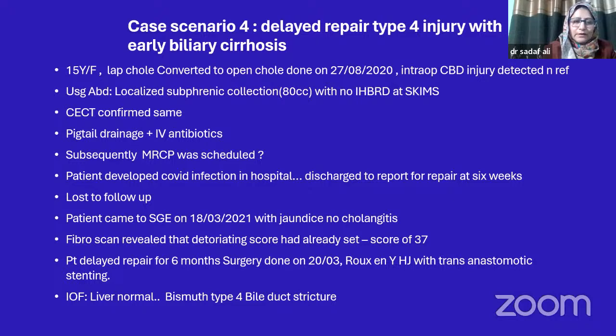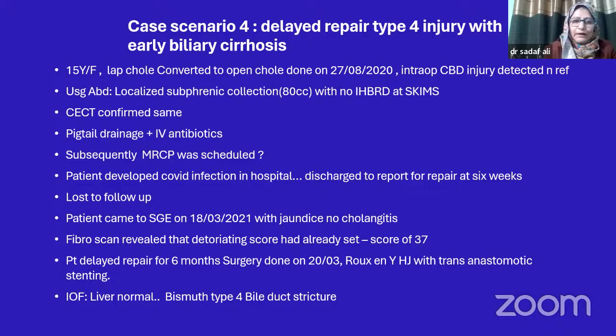Now, this is another patient, a young female who presented to us with an intraoperatively diagnosed bile duct injury. The lap was converted to open, and nothing was done. They left a drain. This patient came to emergency, and did not report to our department. On ultrasound, they picked up a collection. Then a CT confirmed the same, a pigtail was placed, the drain was not draining, and was removed. She was planned for an MRCP and discharged.